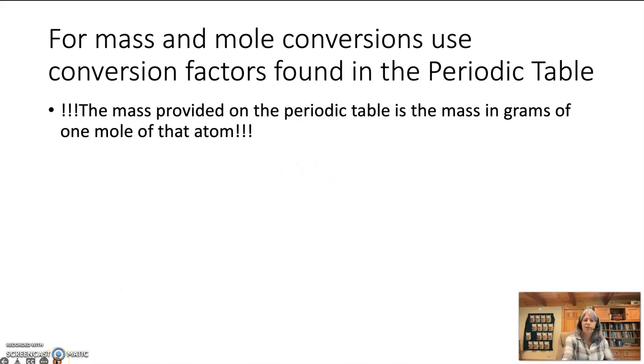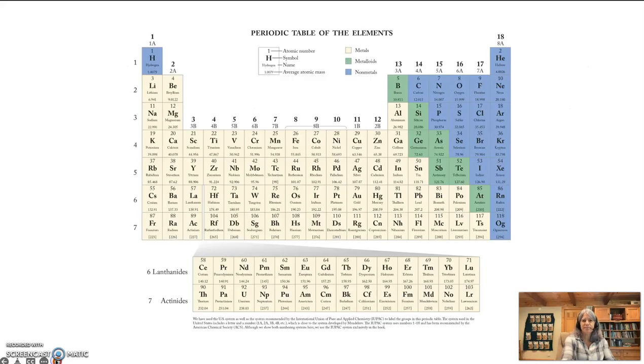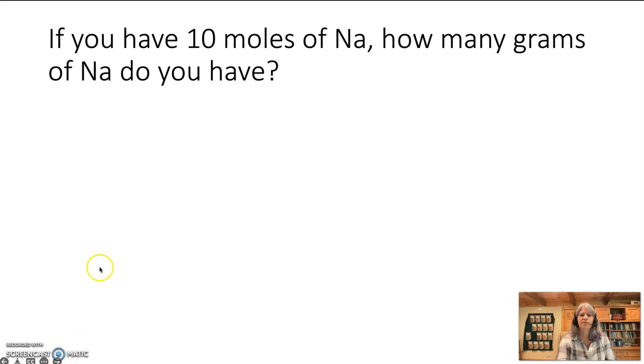So we always need to be referring to our periodic table when we're converting mass to moles or moles to mass. So here in this handy periodic table, we can look, for example, at iron, Fe. And the mass that we have there is 55.845. So that means that 1 mole of iron atoms has that mass in grams. Those are the conversion factors we'll use in converting mass to moles. So let's start with some simple numbers. If you have 10 moles of sodium, Na, how many grams of sodium do you have?